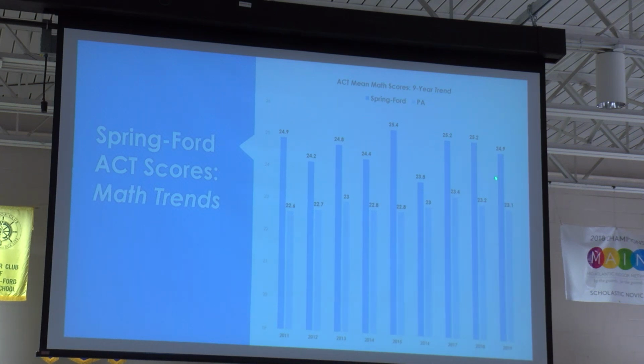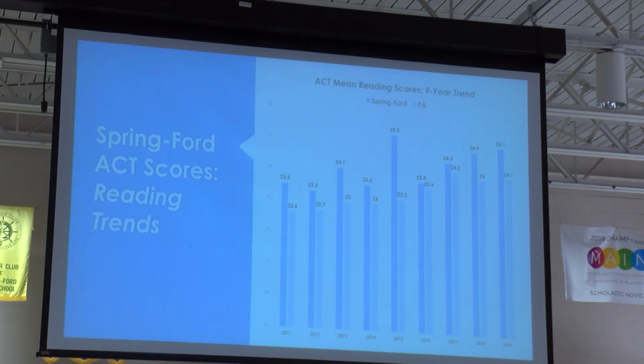You can see, so this year you're looking at this, the Springford is the dark blue and the light blue being the state. You can see we had a little dip there. We're up here high for a little bit. You can see we dipped down there. So very significant, steady performance. Reading trended higher this year as a 25.1. Again, this is an average of all the students.